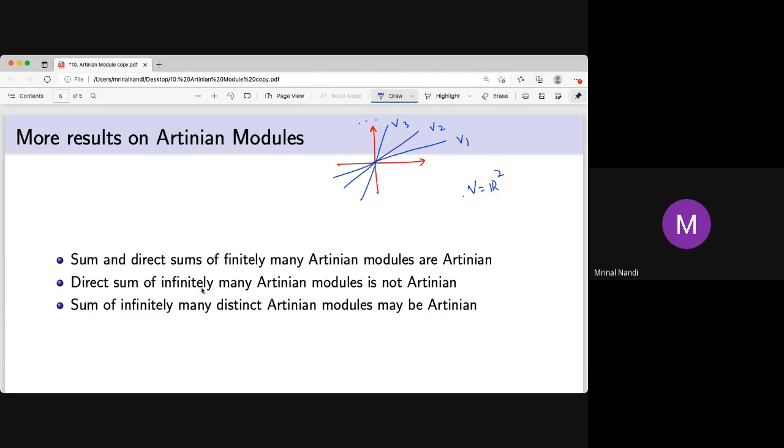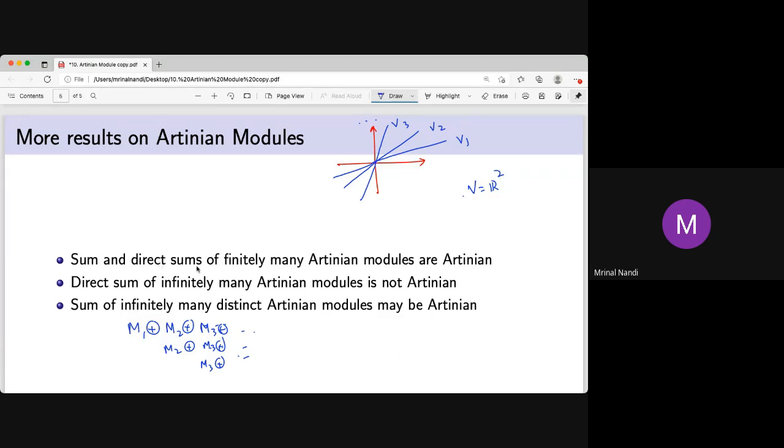Now, why is the direct sum of infinitely many Artinian modules not Artinian? It's again easy. Say M1, M2, and so on are infinitely many modules, with the infinite direct sum. Take this as my first one. Then we just drop one thing. This is a proper submodule. Then again drop one more, and again drop one more. So again it is a proper submodule, but this never ends. You can go on properly decreasing and it is never stationary. So it is not Artinian.